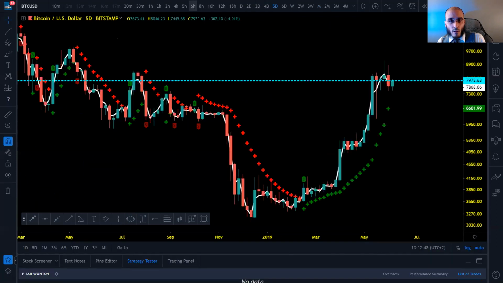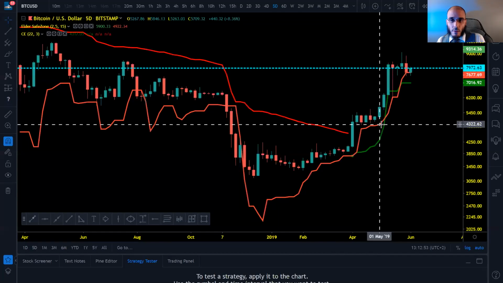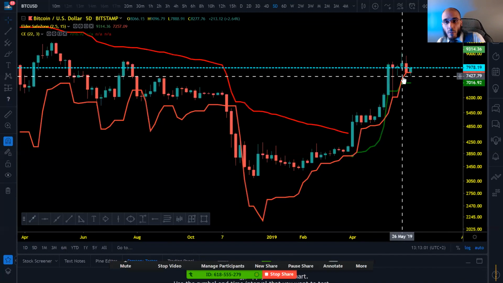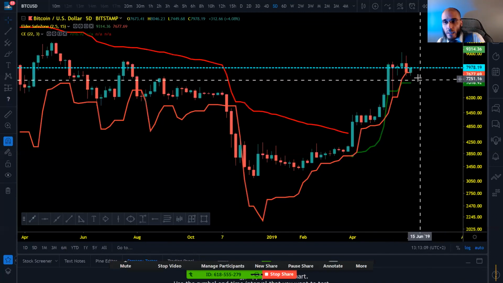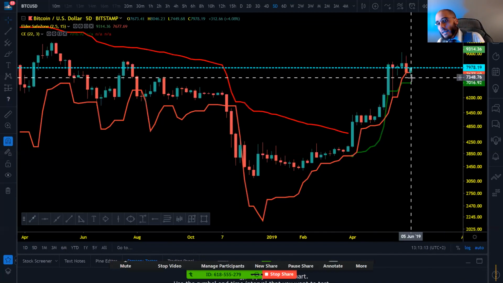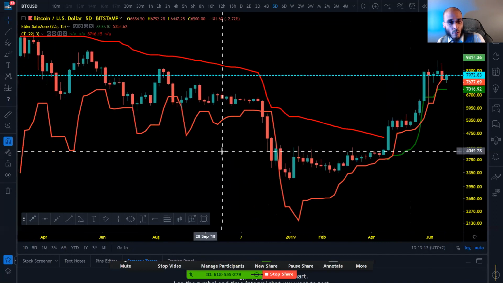Let's go to the 6 hour and jump into our next indicator. Safe zone and chandelier. Safe zone. Okay, here is the first stop loss. The first stop loss is 7,677. And we did break below it, but we could not close below it. So it held.